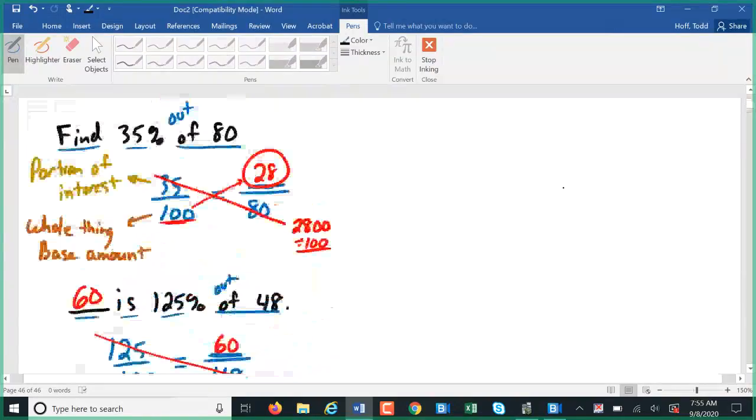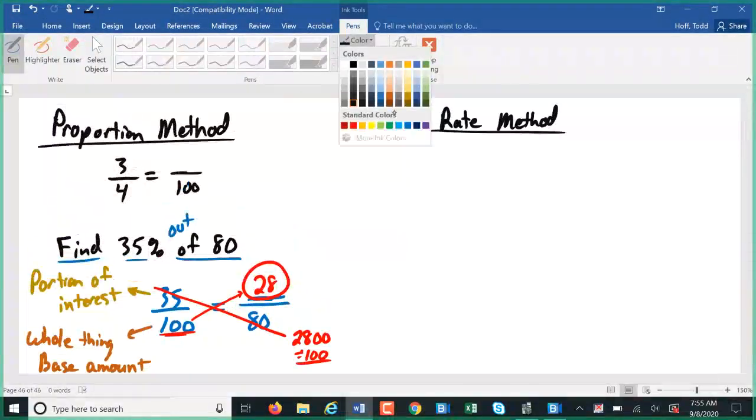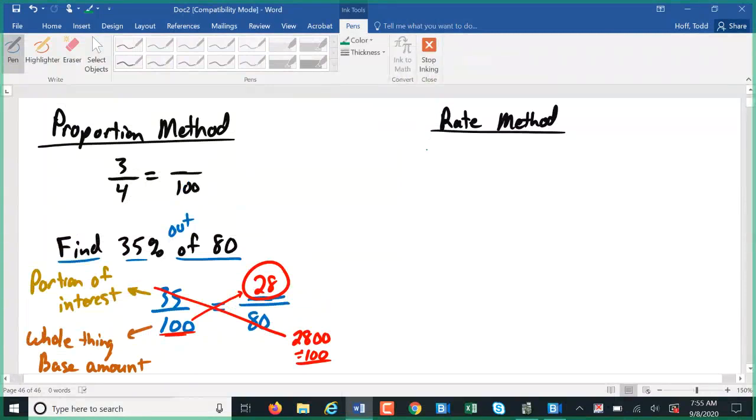So before we do that, as promised, we're going to go back and look at the rate method. The rate method, the first step is always convert the percent to a rate. So looking at this first one here, 35% as a rate is going to be 0.35.